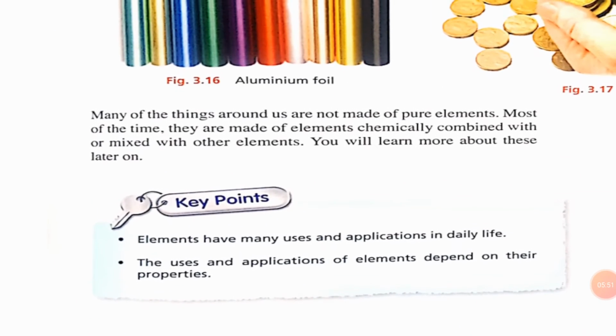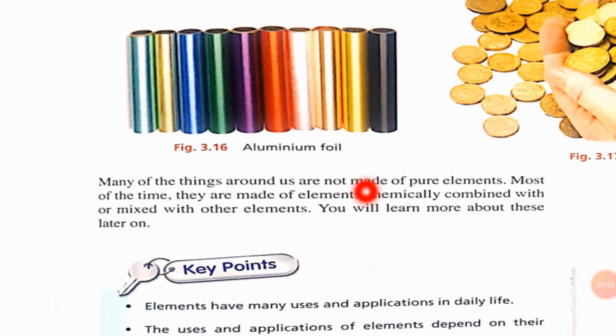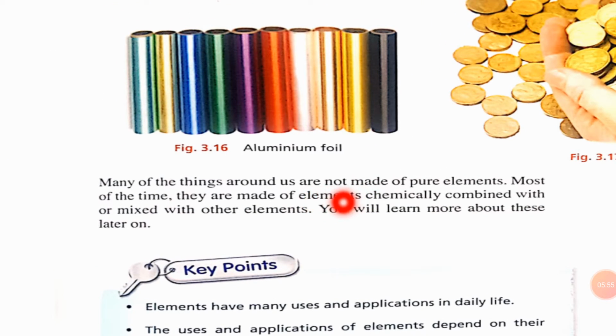Okay, now the next thing is, many of the things around us are not made up of pure elements. Most of the time they are made up of elements chemically combined with or mixed with other elements. This is the concept of alloys. Alloys are made by mixing metals with other elements to make them much stronger.